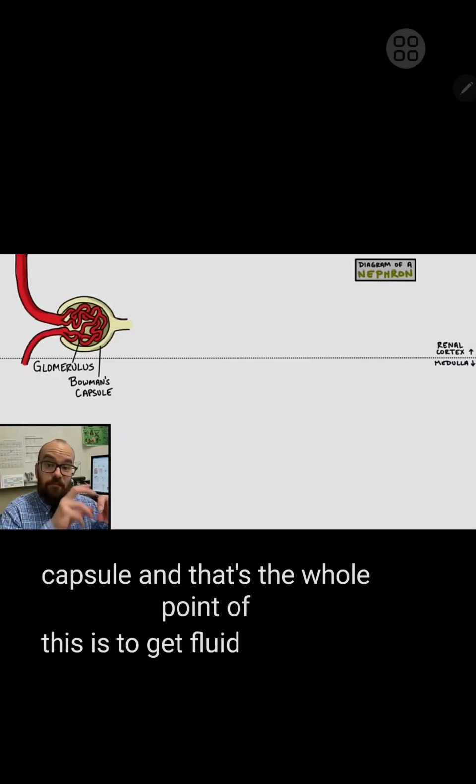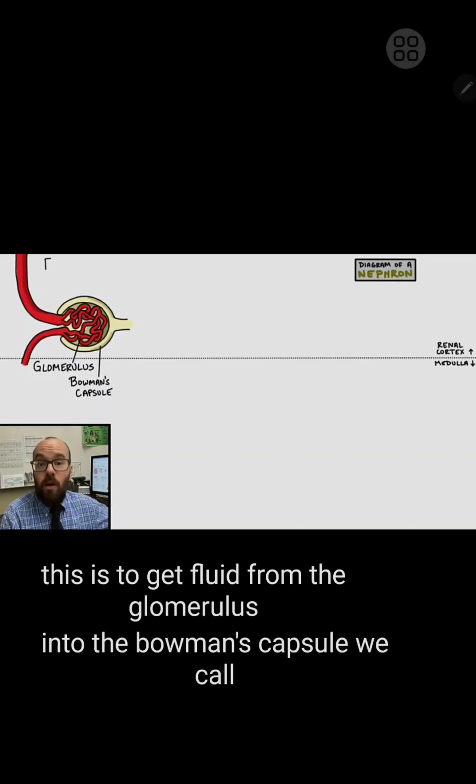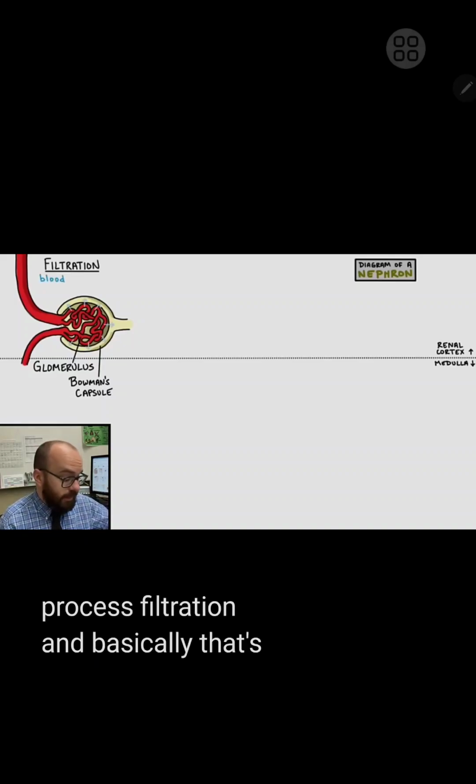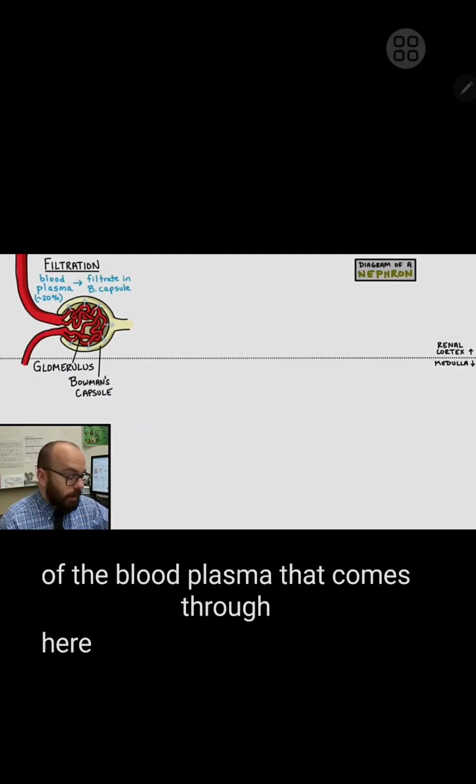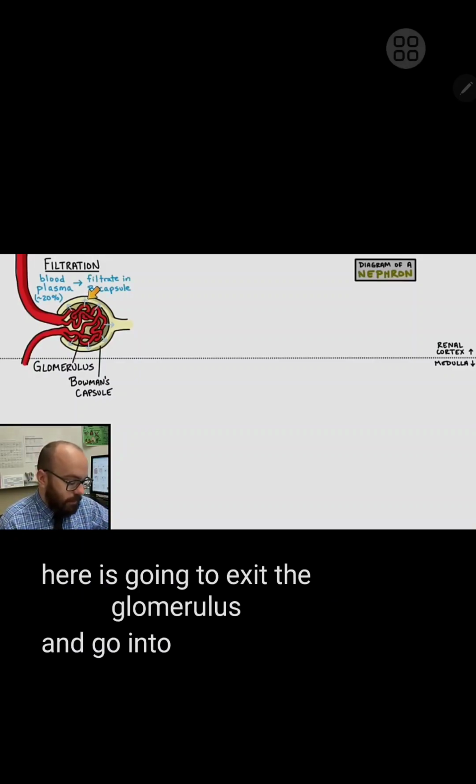And that's the whole point of this, is to get fluid from the glomerulus into the Bowman's capsule. We call that process filtration. And basically that's going to mean that the blood plasma, and it's going to be about 20% of the blood plasma that comes through here, is going to exit the glomerulus and go into the Bowman's capsule.